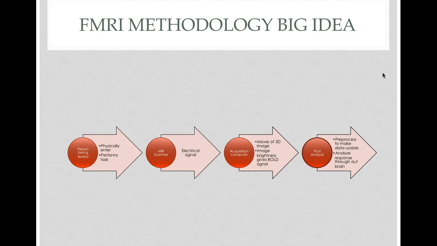Back to the main idea. fMRI methodology consists of the same steps starting with fMRI, and then once you have your data outputted, you're going to do post-analysis on it to find out meaningful information about the brain. This post-analysis consists of two main steps.